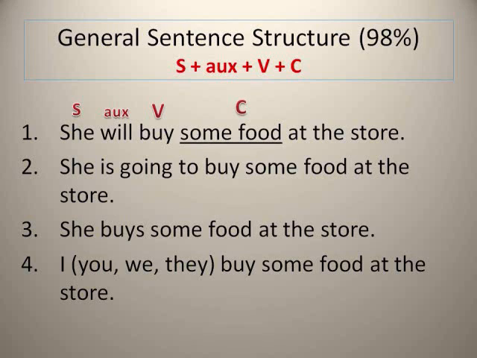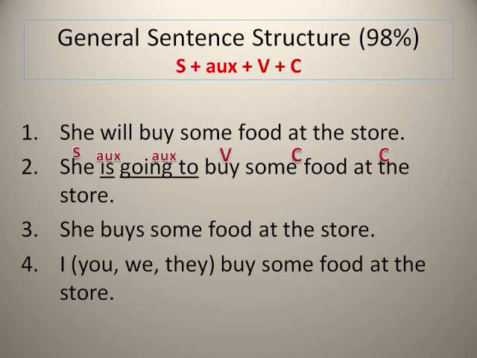Now we have two complements. The first one is some food. This is a complement because it answers the question what. What will she buy? She will buy some food. And the next one, the last one, is at the store, because this answers the question where.